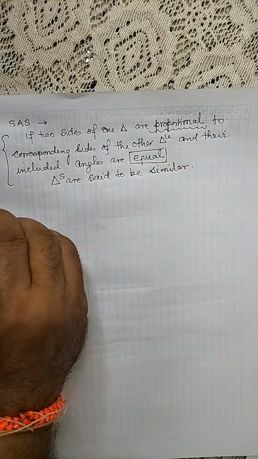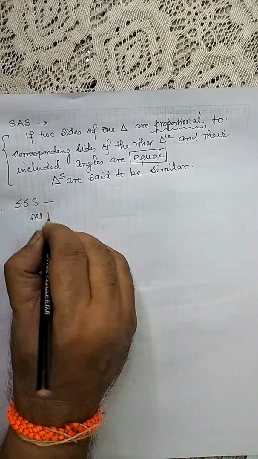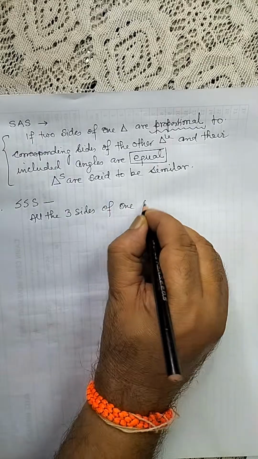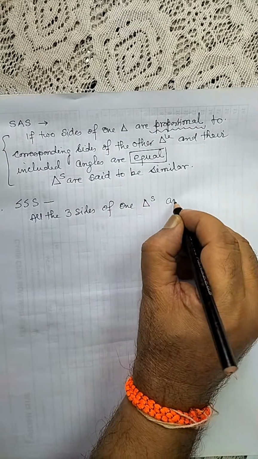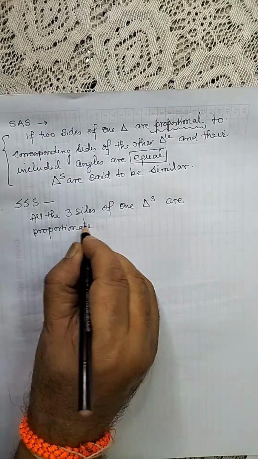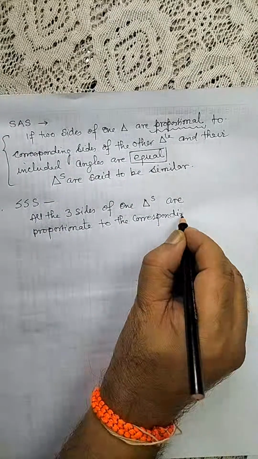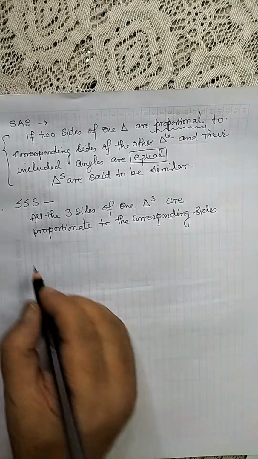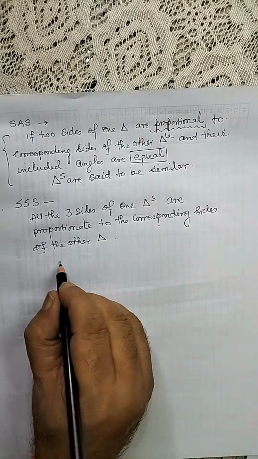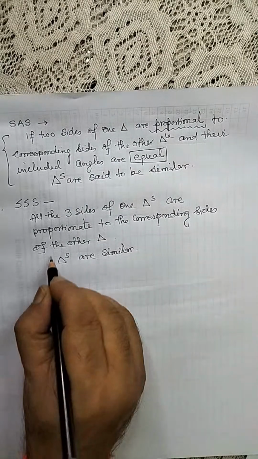ओके. और तीसरा क्राइटेरिया है SSS. All the three sides of one triangle are proportionate. ध्यान रहे, proportionate to the corresponding sides of the other triangle. Triangles are similar.